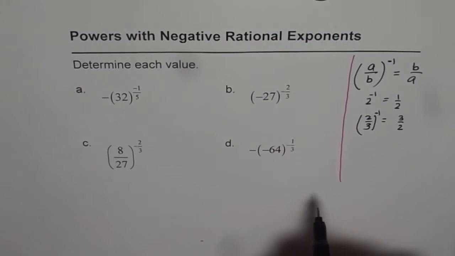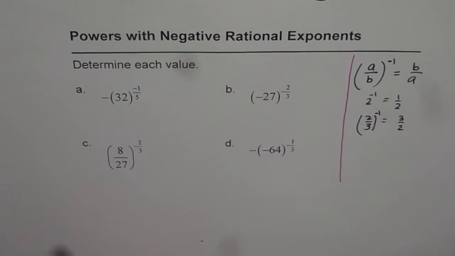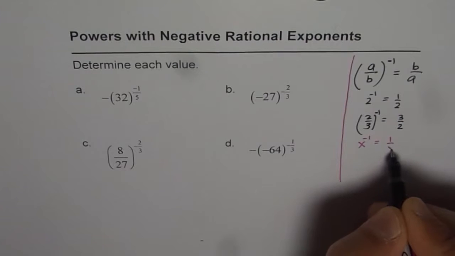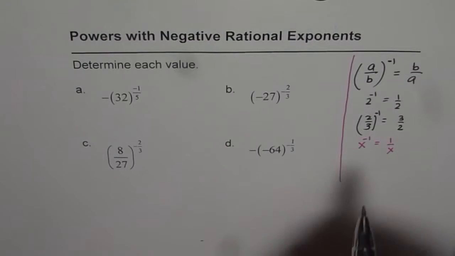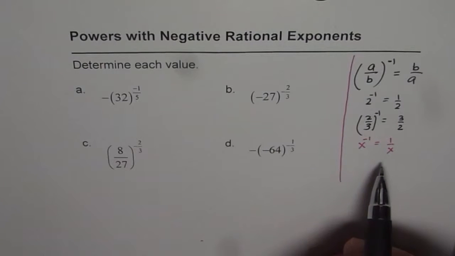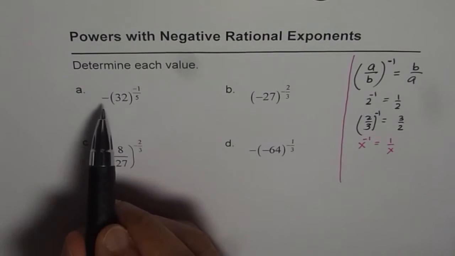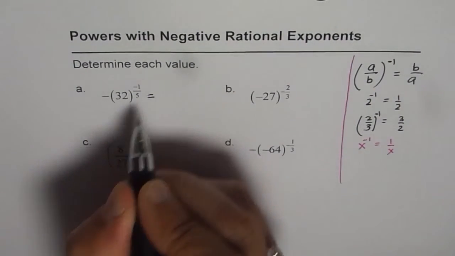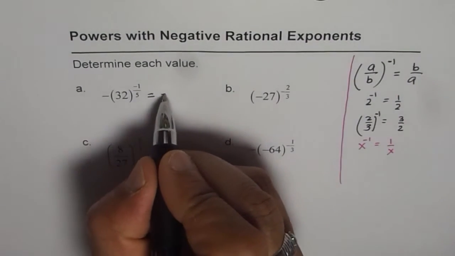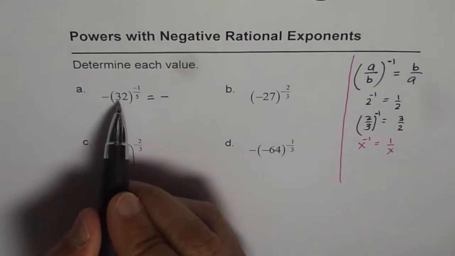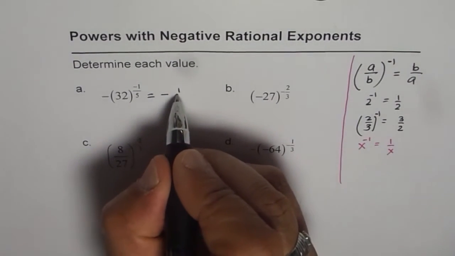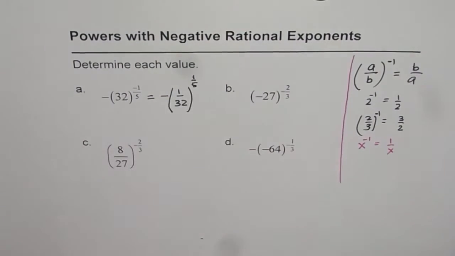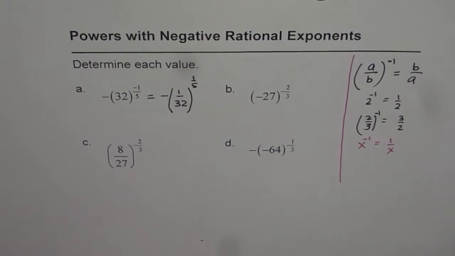So we'll use this property and solve these questions. In general, we can say if we have x to the power of minus 1, it is equal to 1 over x, correct? So that is the property of negative exponent, which we are going to explore. First one is minus 32 to the power of minus 1 over 5. So we could write this as, this negative is independent of the exponents. We'll write negative as such. This minus makes 32 as 1 over 32. So we get 1 over 32 to the power of 1 over 5. That is what it results into, correct?